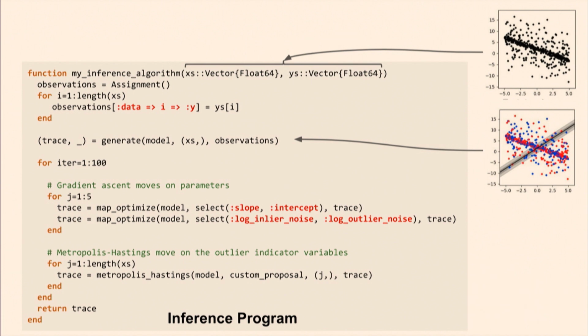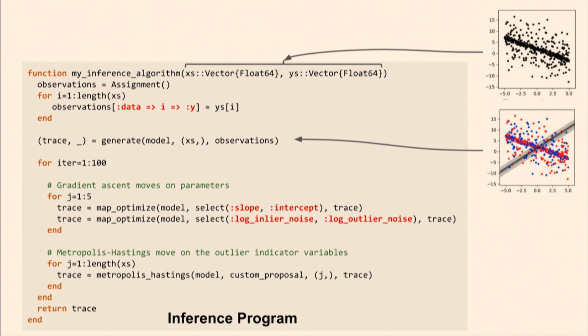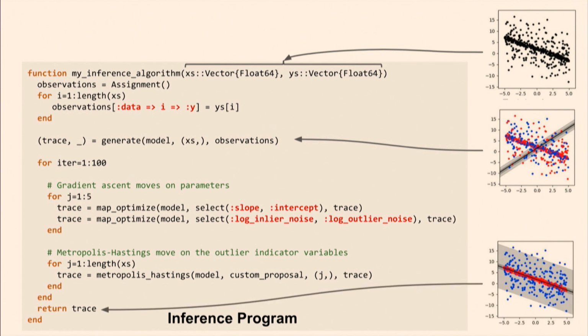The rest of this code is just a Julia for loop that's doing an MCMC Markov chain. And inside each loop, there's sort of two blocks. One is doing some gradient ascent moves or MAP optimization moves on just the parameters. And then the other is doing this custom Metropolis-Hastings move, which is proposing to switch the outlier indicator variables. The MAP optimization and the Metropolis-Hastings are two parts of Gen's standard inference library. And the standard inference library basically takes traces as input and returns traces as output. Right, and at the end of inference, we have a trace that's compatible with the data.